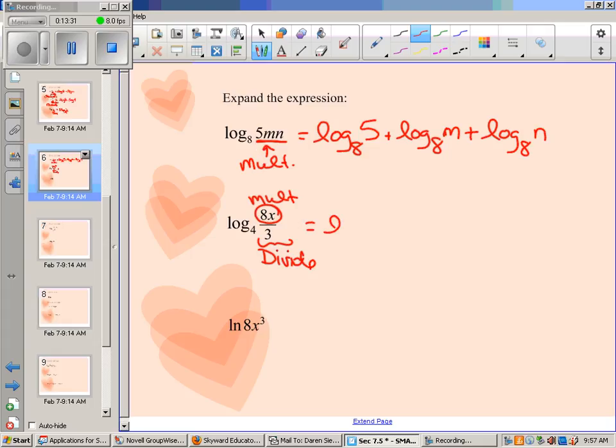So here, I'm going to have the log base 4 of what? And then what? Good. Plus log base 4 of x. Those two are grouped together now in my parentheses. Dividing tells me to do what operation? Subtract log base 4 of 3. Perfect.